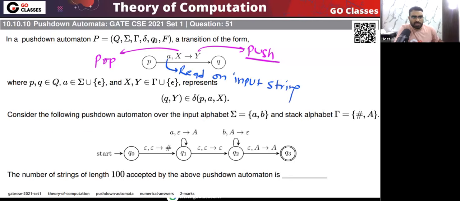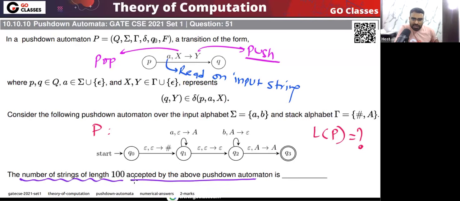Now, the pushdown automata that is given to you. Let's see what the language is. First, we will find the language of this pushdown automata. Let me call it PDA-P. First I will find what L(P) is, and then what the question is asking. The question is asking for the number of strings of length 100 accepted by the above PDA. So first you find the language, and then in the language you find how many strings of length 100 there are. So this is the question.